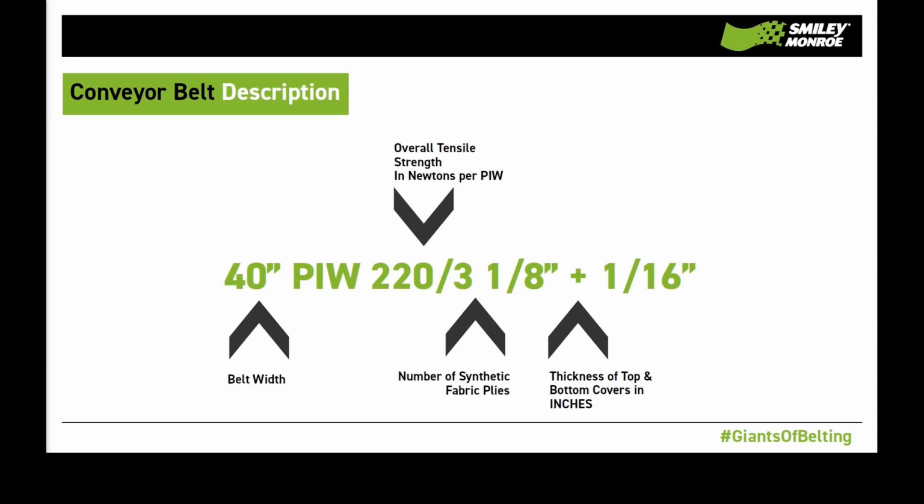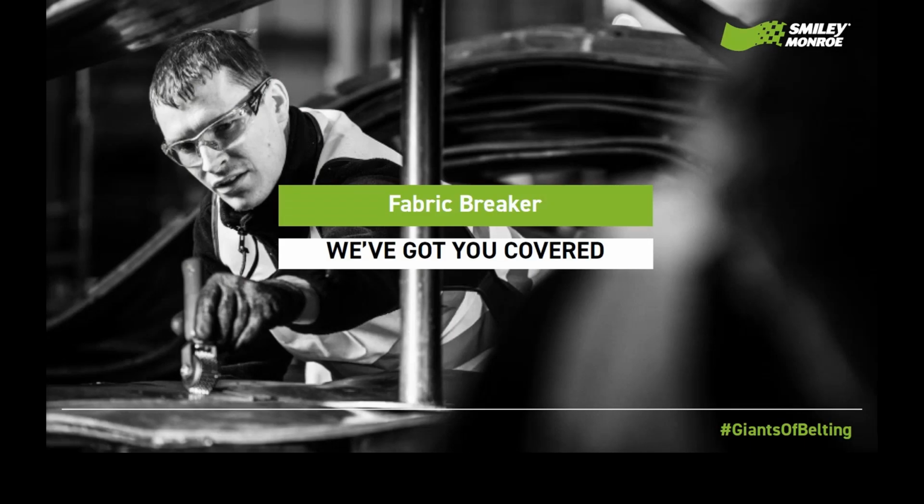This is the equivalent description for US customers. So you'll see the width in inches, the PIW rating, which is the strength, the number of plies, and the top and bottom cover thicknesses in inches. Now I will hand you over to Alicia, who is going to discuss high specification belts.